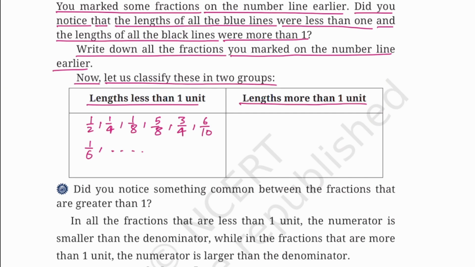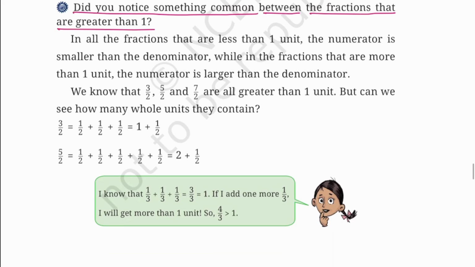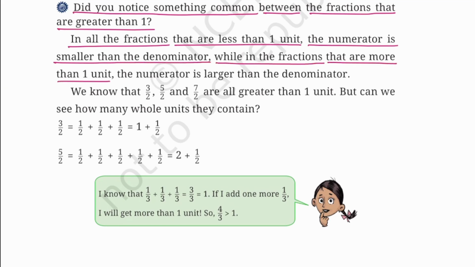For example, 5 upon 4, 6 upon 5, 7 upon 4, 3 upon 2, 8 upon 5, 7 upon 6 can be written here. Did you notice something common between the fractions that are greater than 1? In all the fractions that are less than 1 unit, the numerator is smaller than the denominator, while in the fractions that are more than 1 unit, the numerator is larger than the denominator.